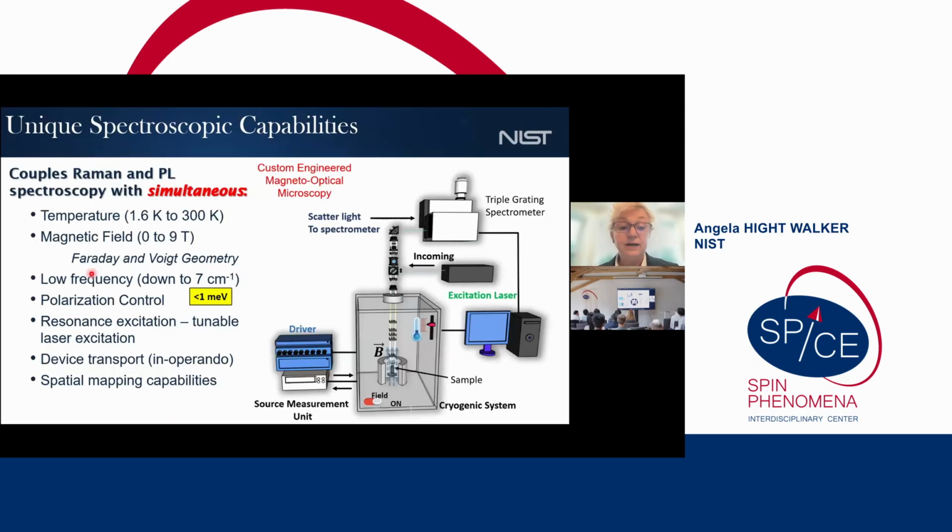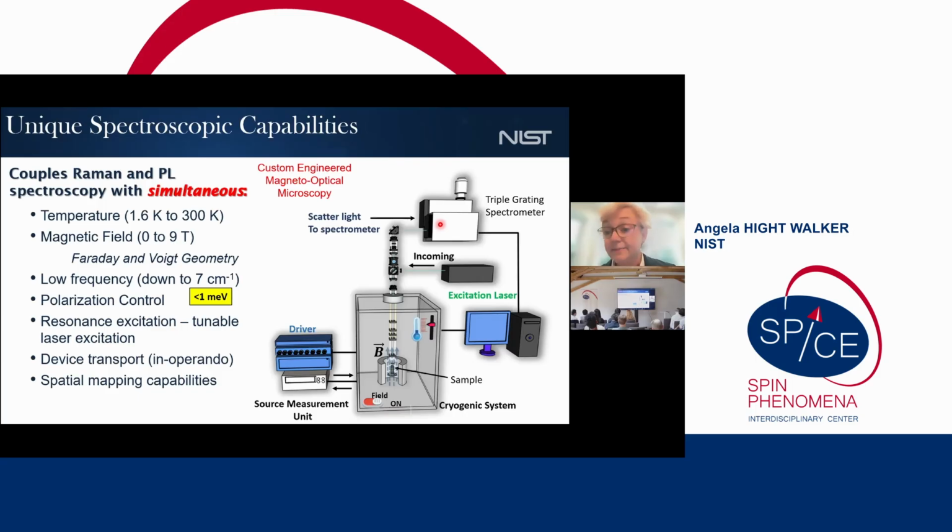And then just to comment about some of the other attributes of this setup, we are able to see low frequency phonons or magnons, and we go down to approximately 7 wave numbers. That is dependent on the sample, and I hate to say the phase of the moon, but a little bit of that, just to be honest. So that gives us down to about 1 meV. Again, very nice overlap with our neutron and terahertz colleagues.